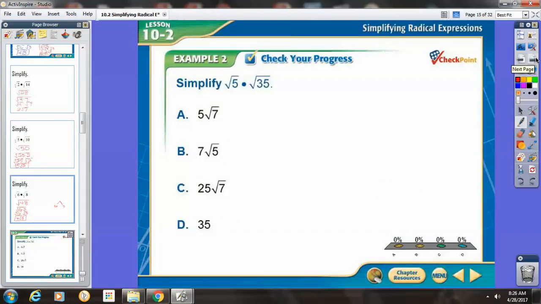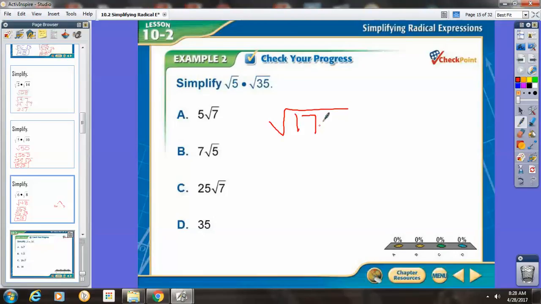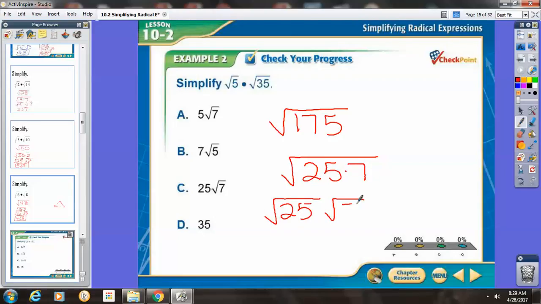I want you guys to try this one, please. Can we break down the square root of 5 and the square root of 35 to start? I don't think so. I don't think there's a factor of either one that's a perfect square. So I think our only option is to multiply. What is 35 times 5? Square root of 175. What number goes into 175 that's a perfect square? 25. 25 times 7. And the square root of 25 is 5. So we'll say 5 radical 7.